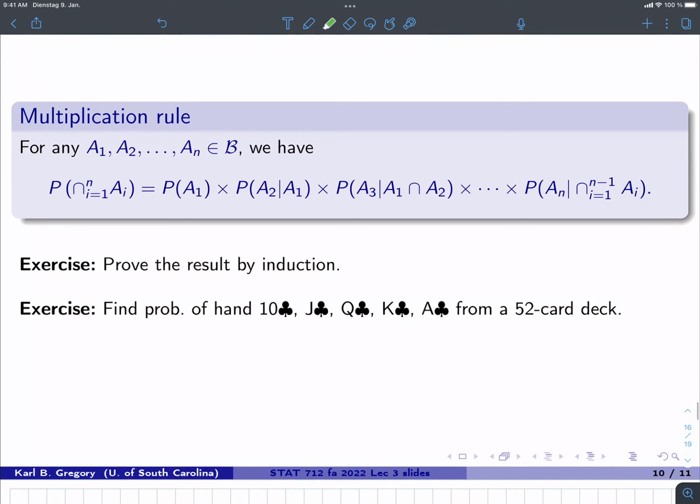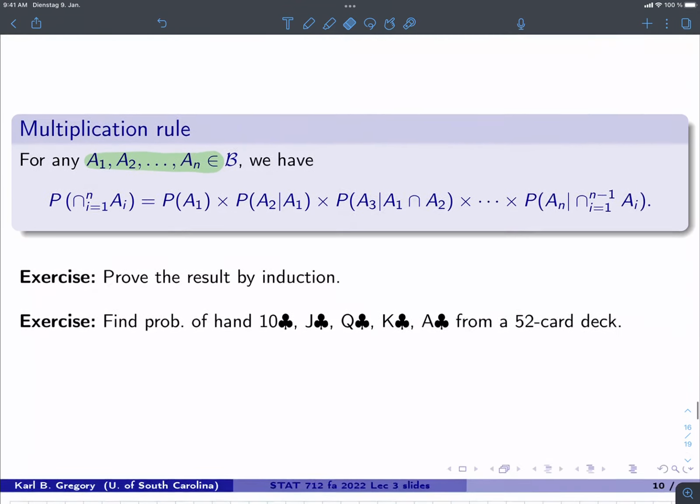All right, so a little bit more I want to cover before wrapping up this lecture. There's a rule we have called the multiplication rule. For any events whatsoever in our sigma algebra, I can compute the probability of their intersection in this way. So remember, we had that inclusion-exclusion formula for computing union probabilities. Intersection ones obey this. So we can prove this result using induction. Let's do that now.